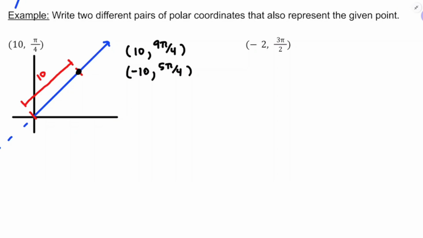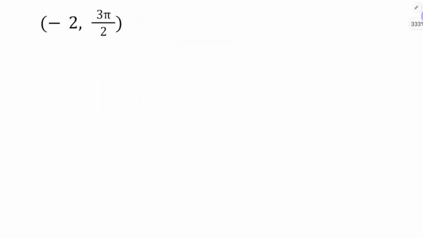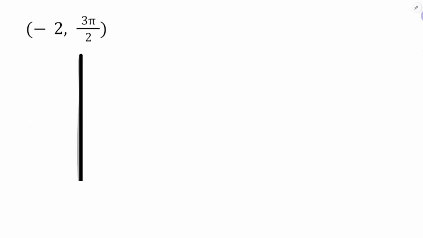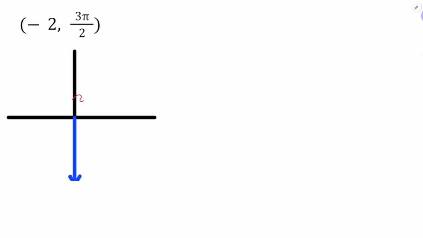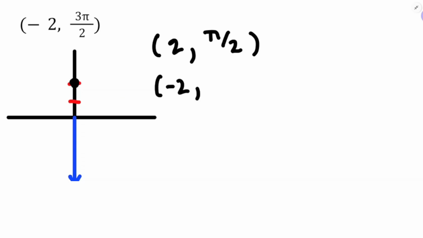Then for negative 2 and 3 pi over 2, maybe I'll just zoom in on this one. Get a y-axis and an x-axis. So we're going towards 3 pi over 2, negative 2 units, so back this way. And we want two other polar coordinates. Well, a more sensible polar coordinate for this would be 2 and regular pi over 2, positive 2. I could say 2 and 5 pi over 2. But I could also say negative 2 and call 3 pi over 2 negative pi over 2, right? That would work also.